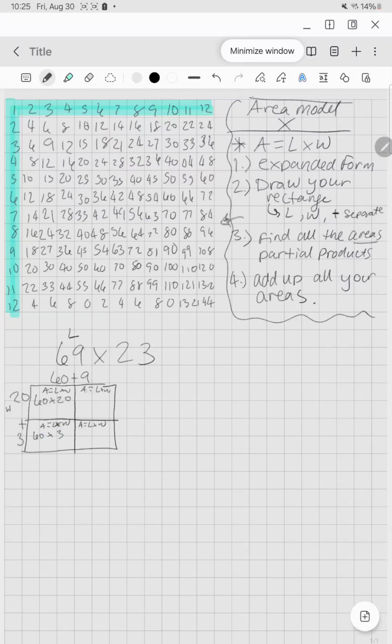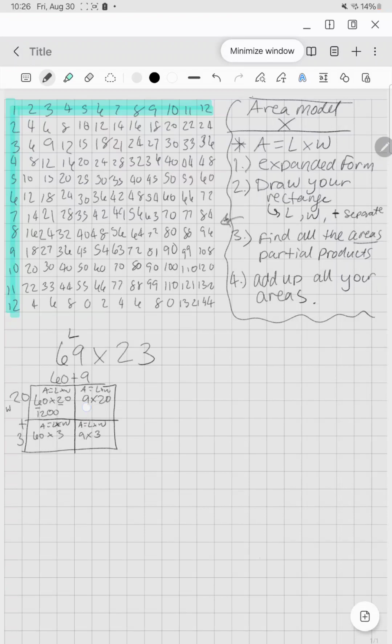Now, as you can see, my length on this side is going to be equal to 9. And my width for this row is 20. And my width for that row is 3. And now I just multiply it out and solve it. I know 6 times 2 is 12. And I stick my 2 zeros because 60 has a 0 and 20 has a 0. That makes 2 zeros, and I stick them at the end.